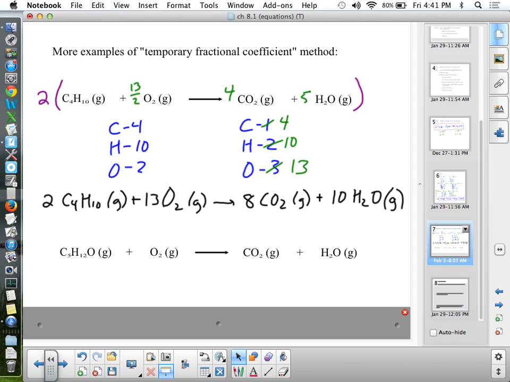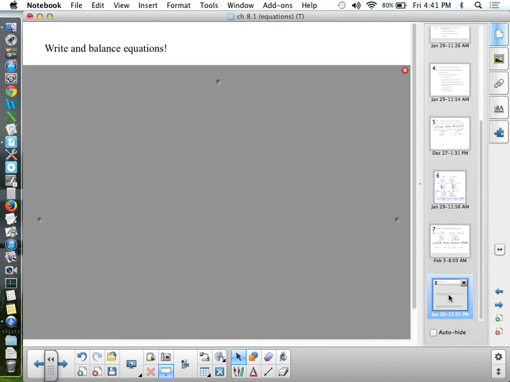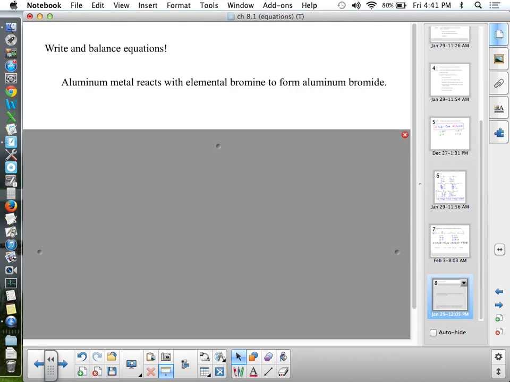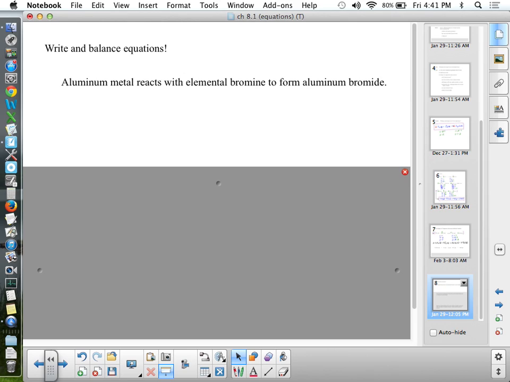Here's another slightly more complicated example. Why don't you try that on your own, and we'll go over it in class together. Finally, let's tie it all together and do the whole thing, write and balance the equations. Here I give you a verbal description of the chemical reaction, and you need to write the equation and then balance it. So let's begin.